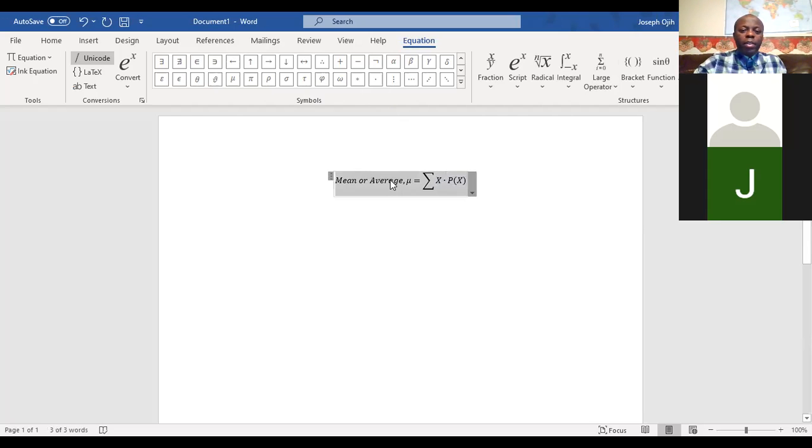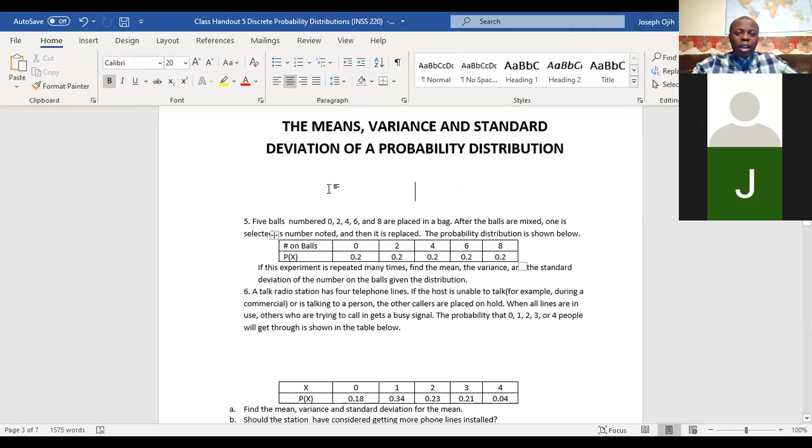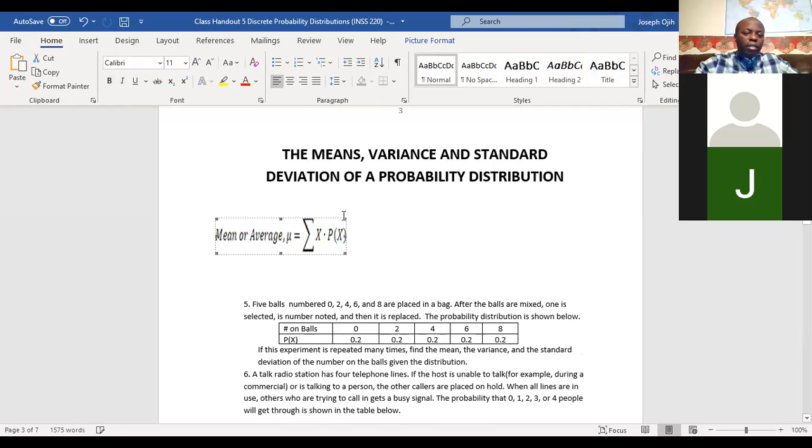So I will paste the formula at the right place. I'll take you to that section where I can paste it. Yeah, this workbook sometimes doesn't allow you to put some characters in. So the mean is sum of x times the probability of x. Now the variance. The formula we use for the variance, I will take you back to that place so you can get the variance.